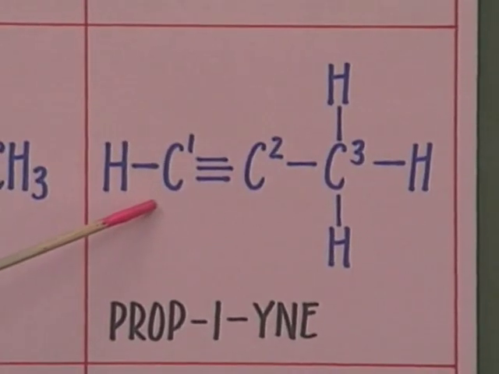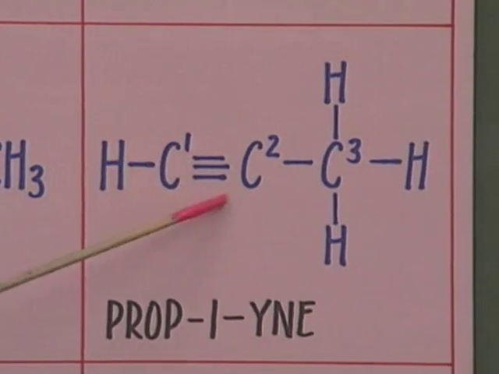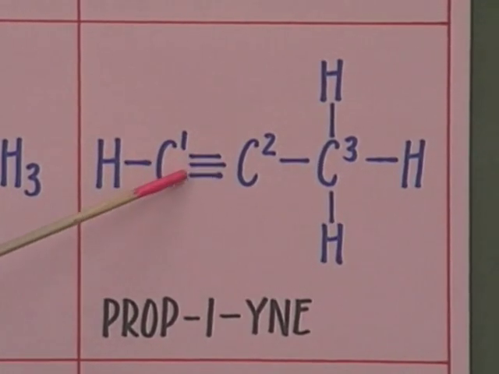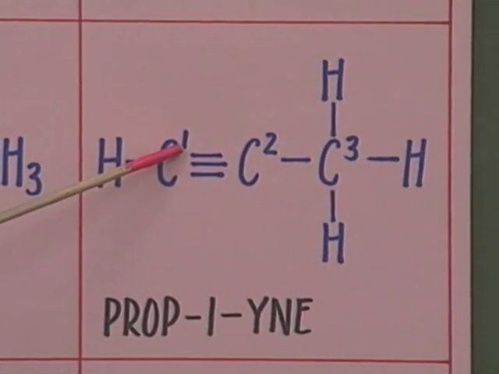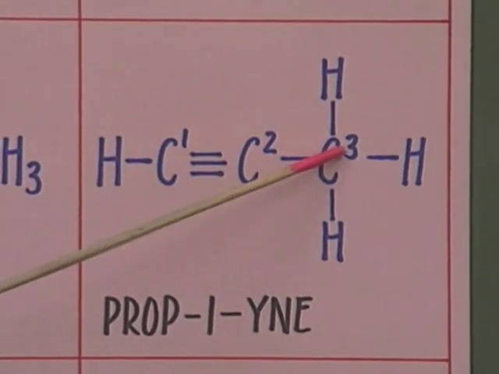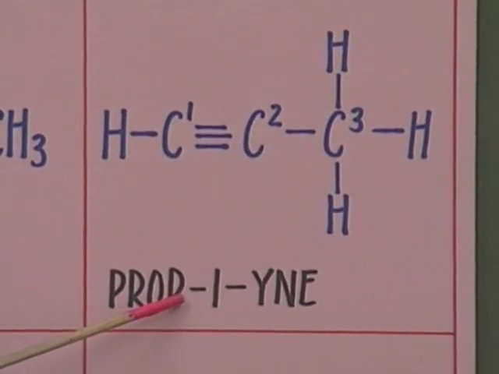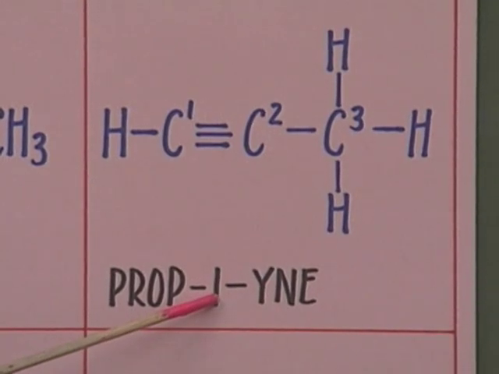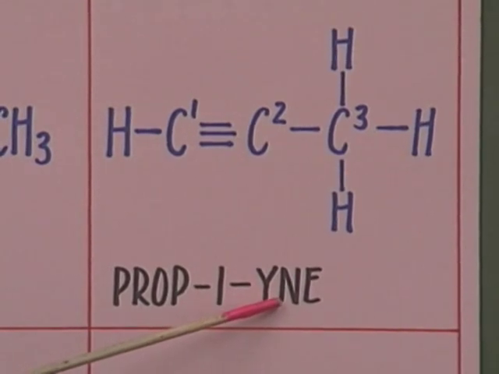Now, to name alkynes, we again locate the longest carbon chain containing the functional group, the triple bond between the carbon atoms. And then we start numbering the carbons from the end nearest the triple bond. So this is 1, 2, 3. And this is therefore called prop, because there are 3 carbons in the main chain. 1, because the triple bond follows after the first carbon atom. Yne, to indicate that we have a triple bond between the carbons.